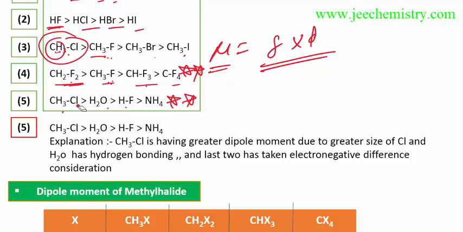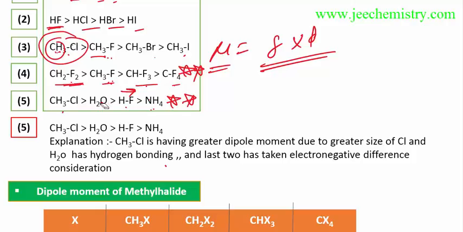Chlorine has a higher dipole moment. Why? Chlorine has a very much higher size. That's why this has a higher dipole moment. This is a water molecule, and this water molecule has hydrogen bonding. That's why this should have a higher dipole moment. Here I have written that CH3Cl has a greater dipole moment due to the greater size of chlorine, and H2O has hydrogen bonding. And the last two are taken with the electronegativity difference in consideration. HF has a higher electronegativity difference than nitrogen and hydrogen. That's why HF has a higher dipole moment than this.